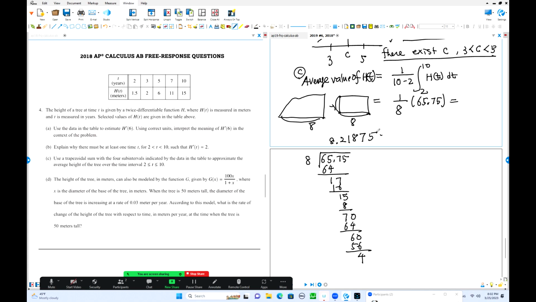I think you can leave it in the fractional, that is better, okay? 65.75 over 8. You can leave this in, okay, too. Or is that equals what? 8.21875. This is the exact number, okay? This is not approximate.